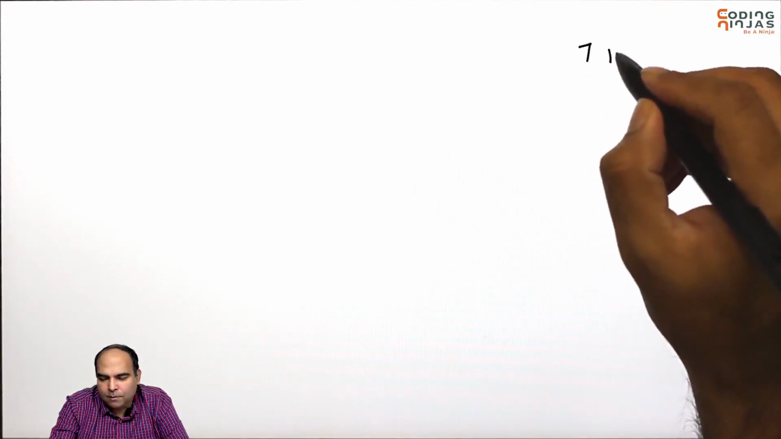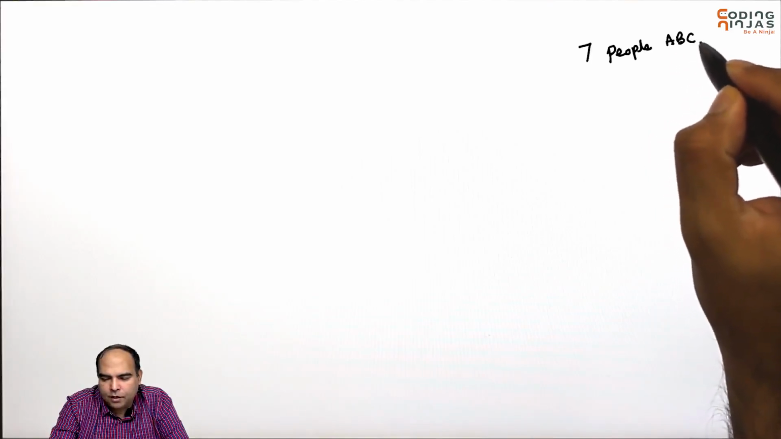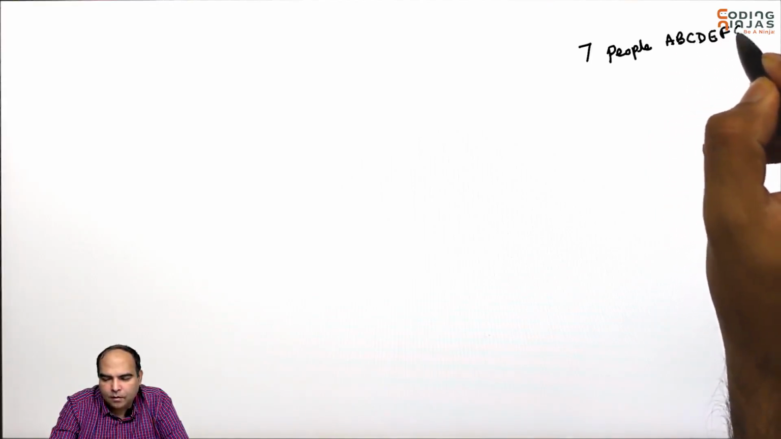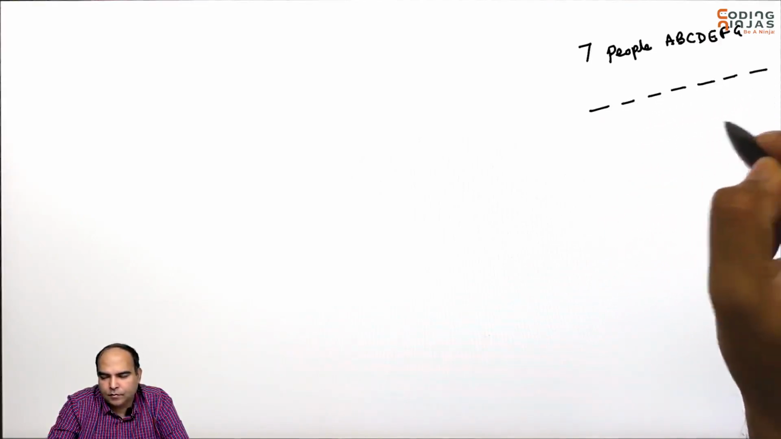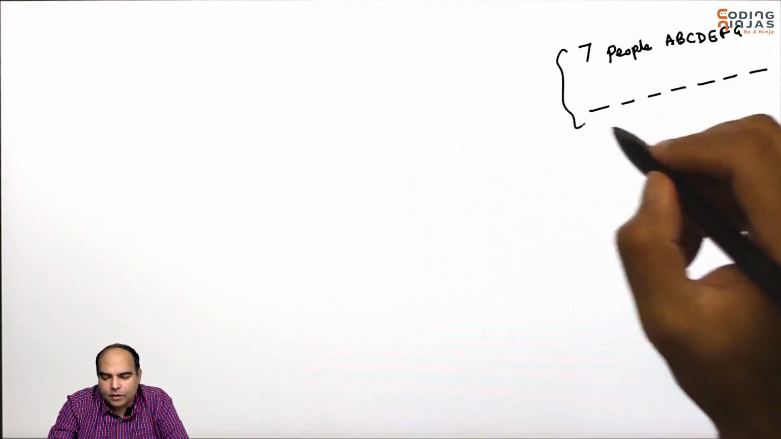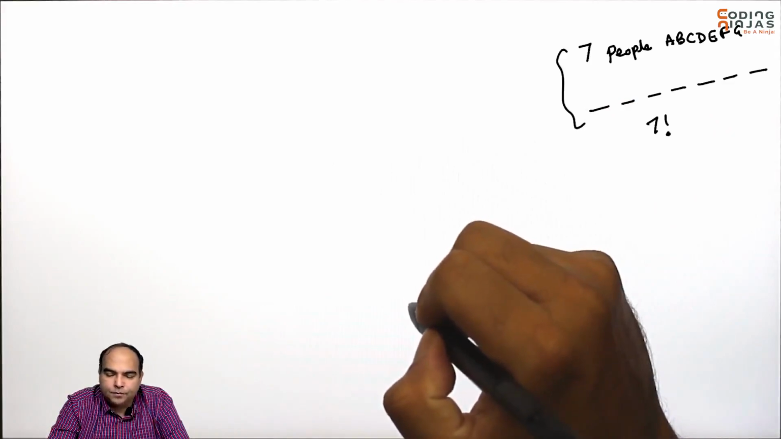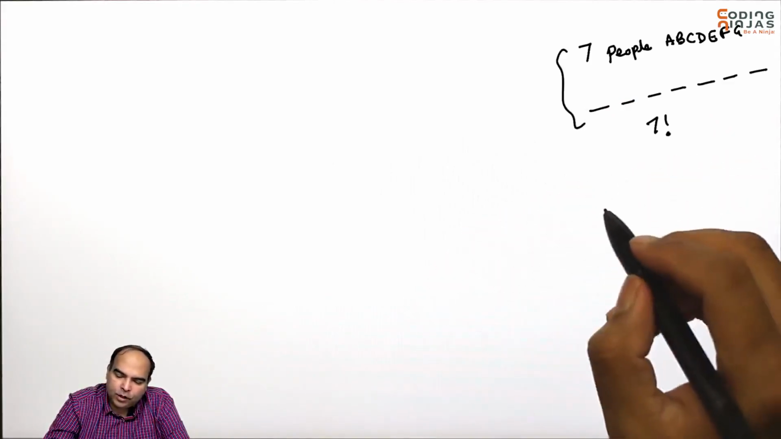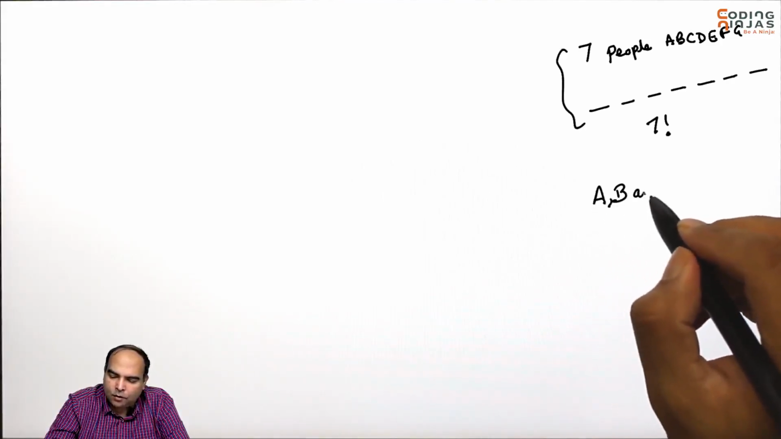A, B, C, D, E, F, G, need to be placed on 7 places. In how many ways can they be arranged? So the answer is 7 factorial, right? And then there's modifications to this question. In how many ways can they be arranged if A and B are together?